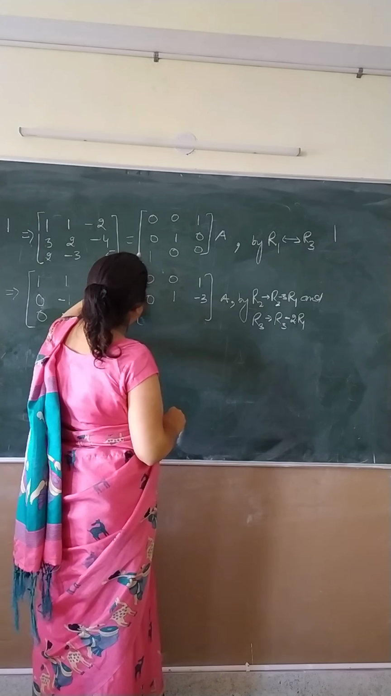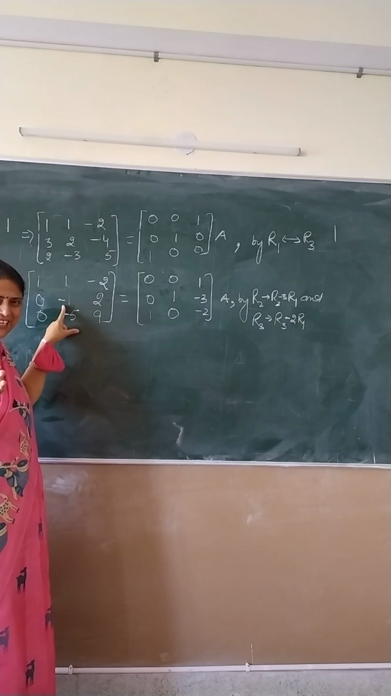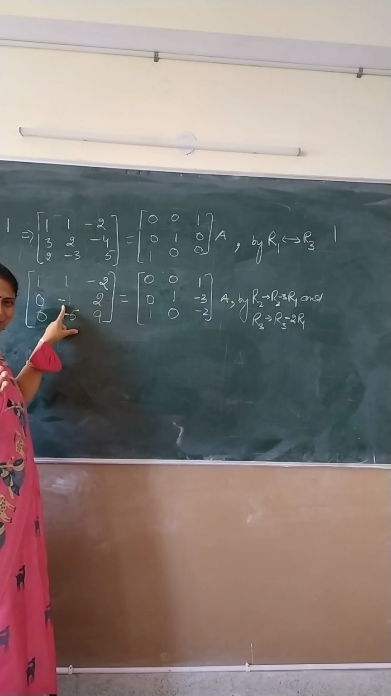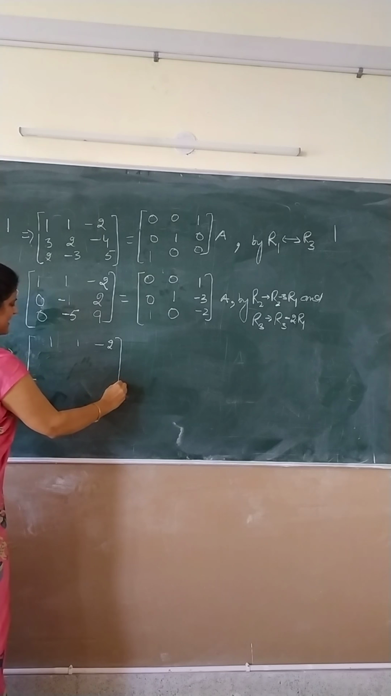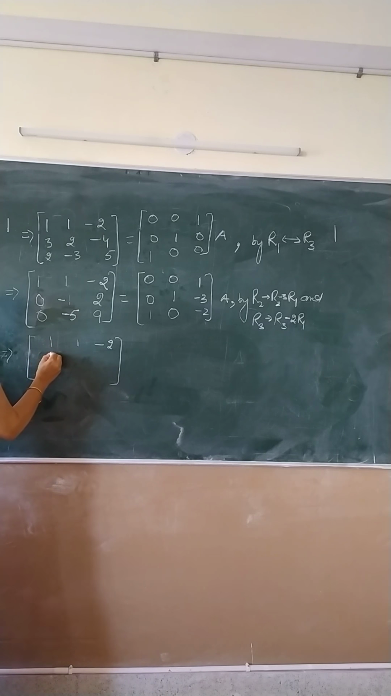Next step should be, here we made this entry first, now we have to make this entry 1. This, it should be 1. Now here, how will you make? You have to multiply the second row by minus 1. Now, multiply, you will get 1, 1, minus 2. Right, students? Or you will get 0, 1, minus 2. Or 0, minus 5. This is 9.